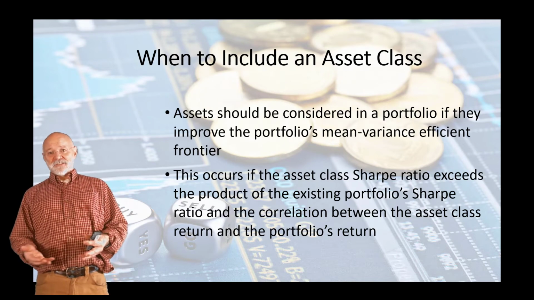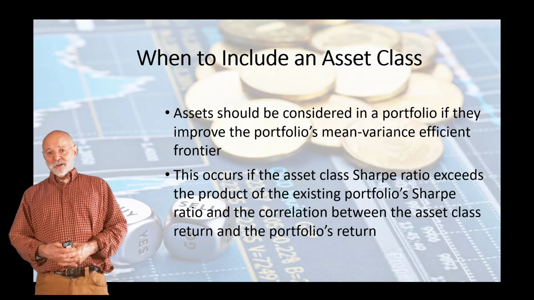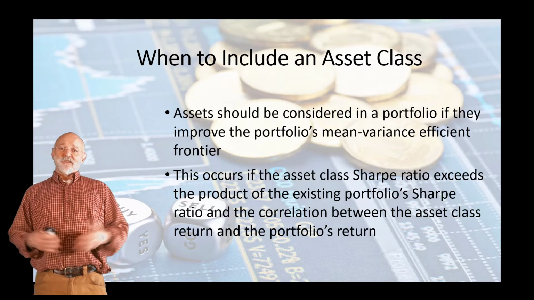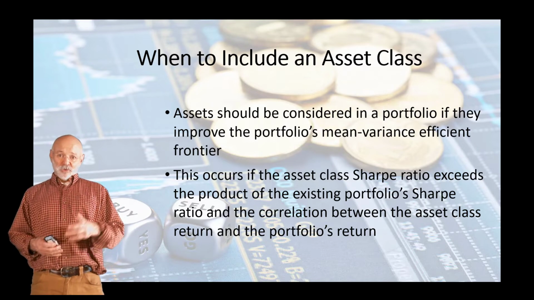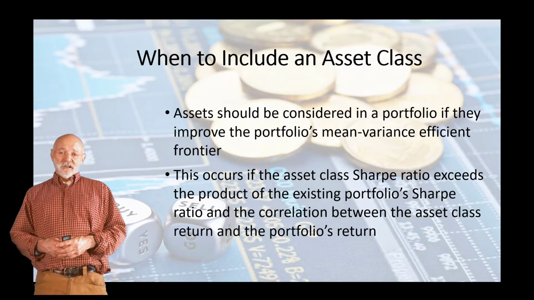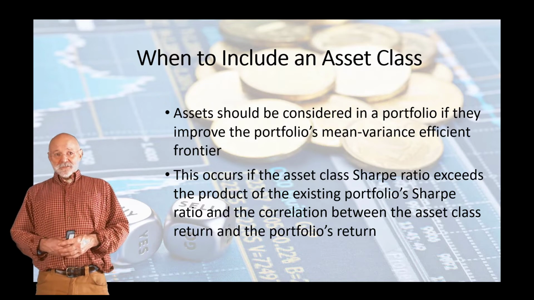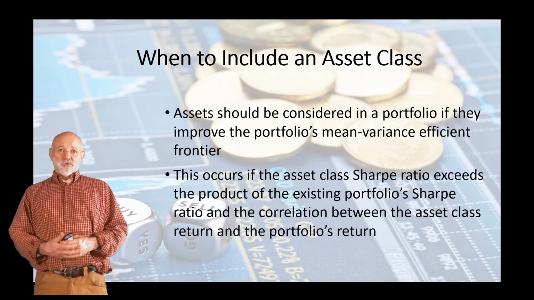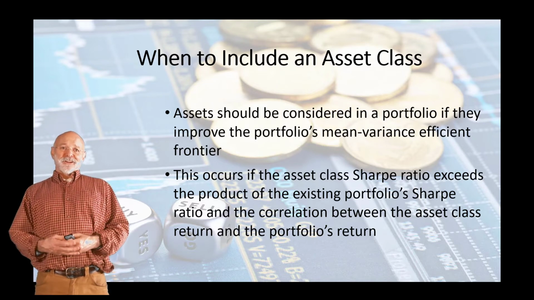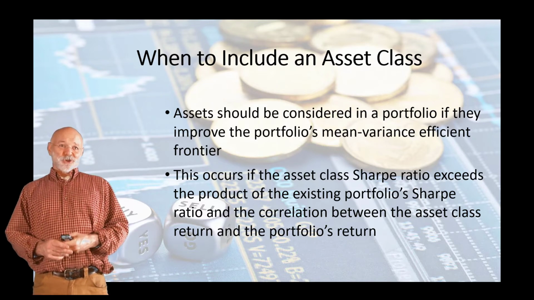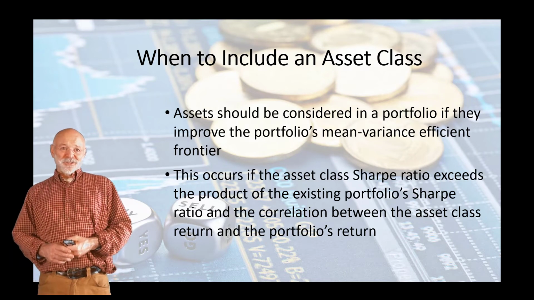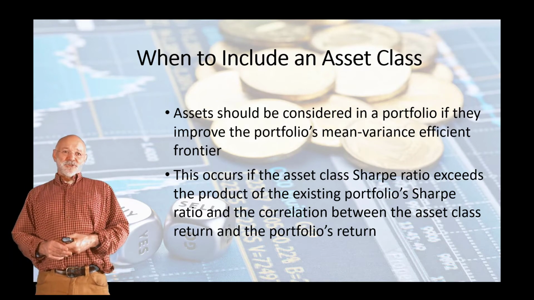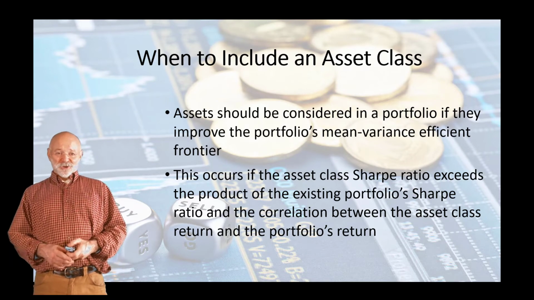You always expect to get a higher rate of return for a higher level of risk. And that gives us a kind of frontier or a barrier. We'll look at that in a couple of minutes. We see that this happens if the asset class's Sharpe ratio, another important term, exceeds the product of the existing portfolio Sharpe ratio and the correlation between the asset class return and the portfolio risk and return.